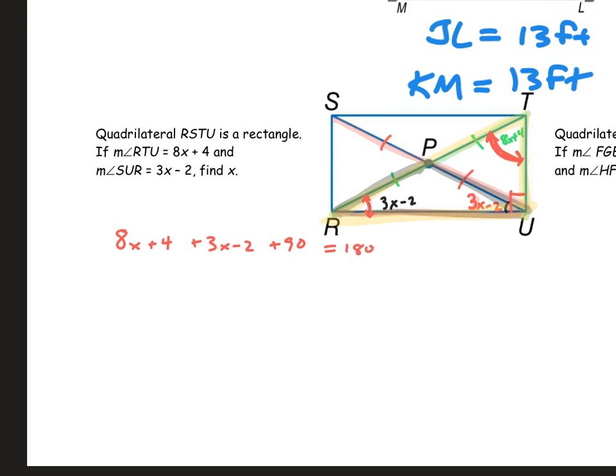So you could go on and combine your like terms. I'm going to get 11x plus 4 minus 2 is plus 2, plus 90 is plus 92. And that equals 180. When I subtract the 92 from both sides, I get that 11x equals 88. Divide both sides by 11, and I get x equals 8.